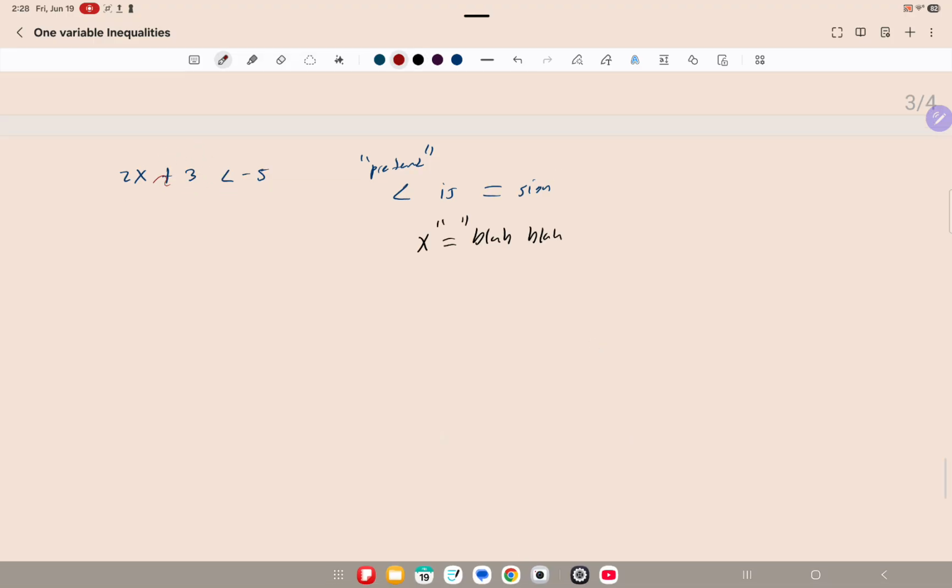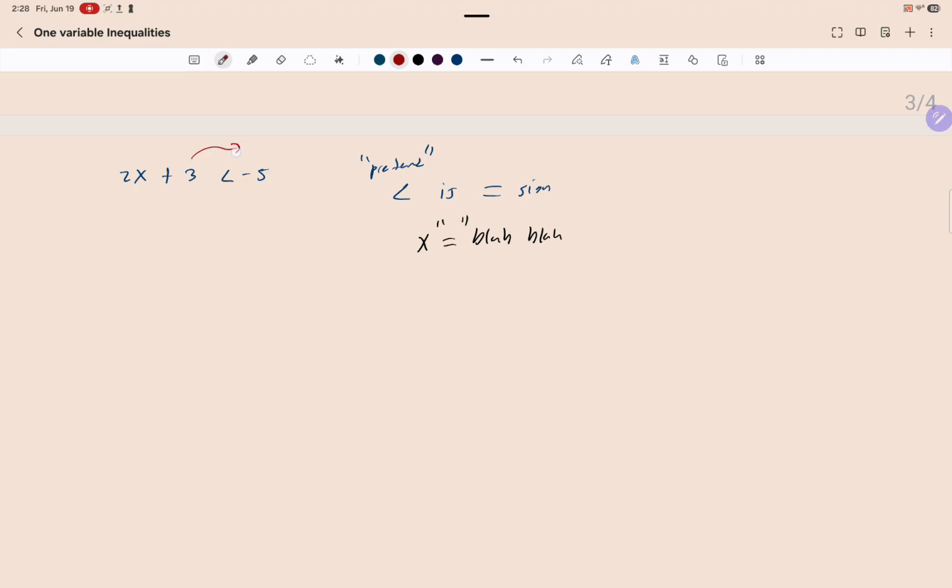Since I want the x alone, I'm going to move the 3 to the right-hand side. Remember, in algebra, when you move things across the equal sign, or pretend equal sign in this case, we do the opposite of what it says. So in this case, it's going to be minus 3. So I get 2x is less than or equal to negative 8. Fine. Now again, I don't want 2x, I want x. So I'm going to divide both sides by 2. So I get x is less than or equal to negative 4.